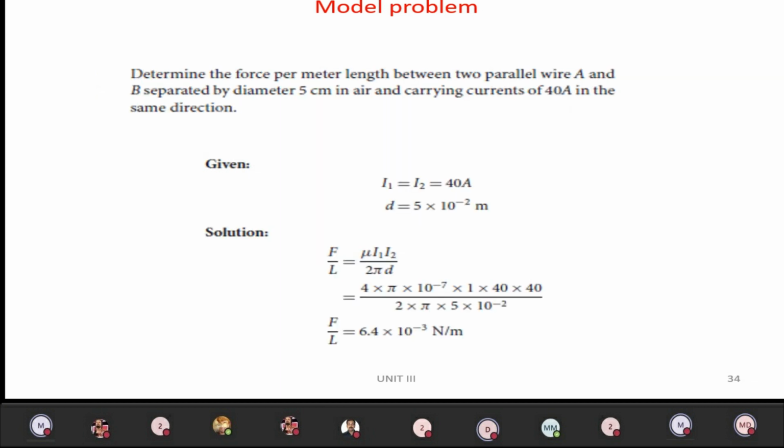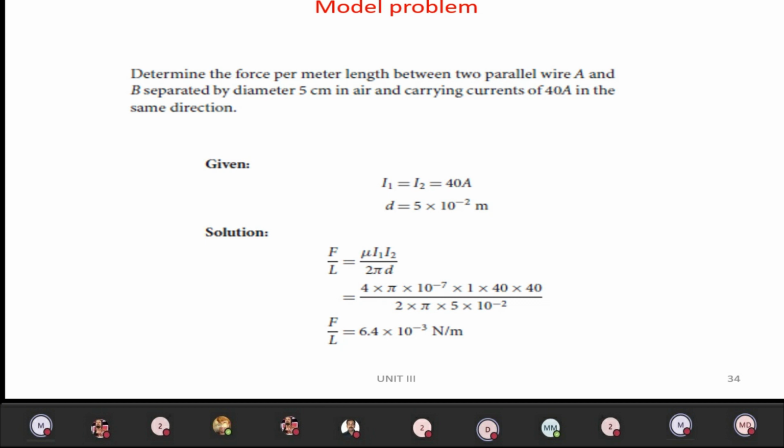Determine the force per meter length between two parallel wires A and B separated by a distance of 5 centimeter and carrying a current of 40 amperes in the same direction. Here we have to calculate force per length. F by L equals mu I1 I2 divided by 2 pi d.